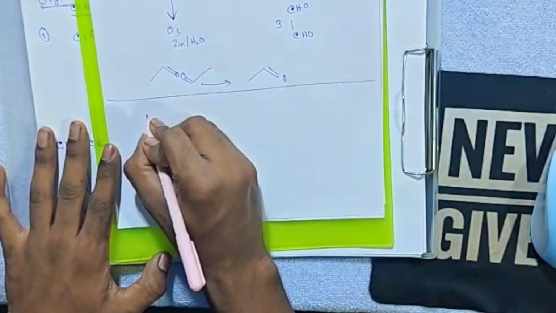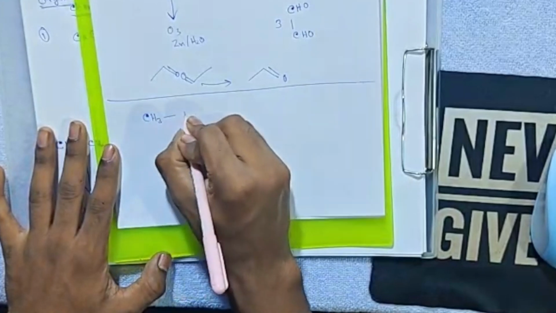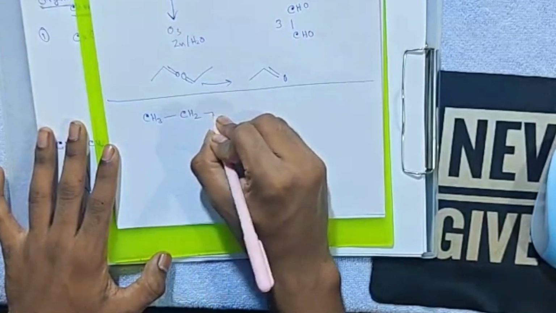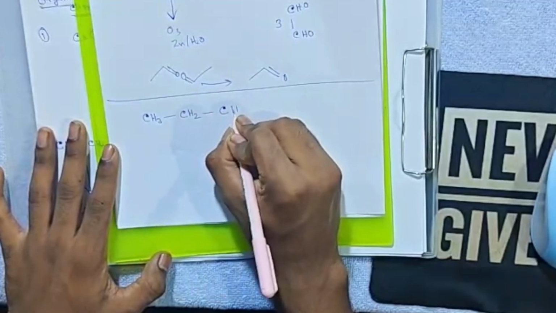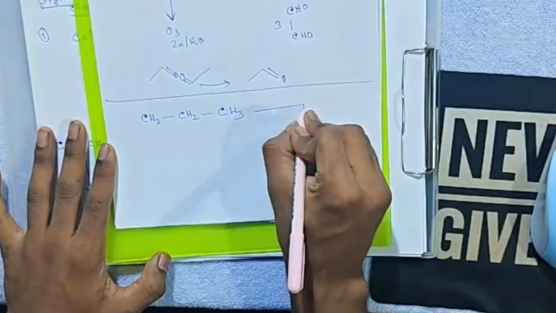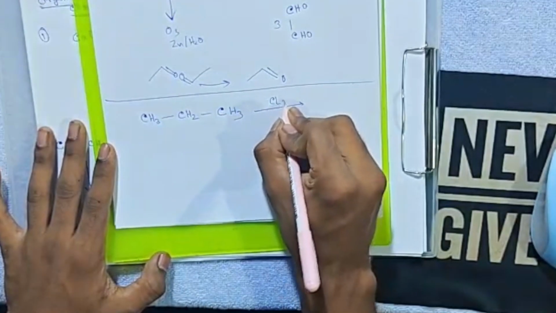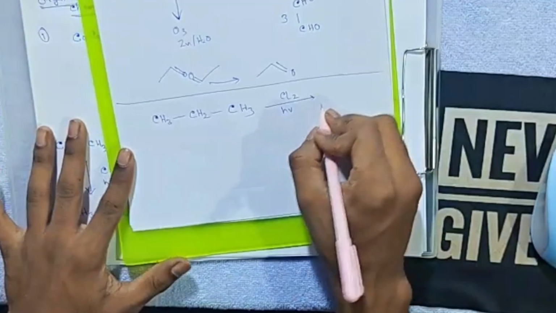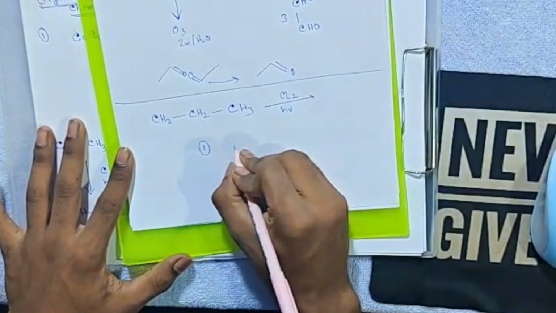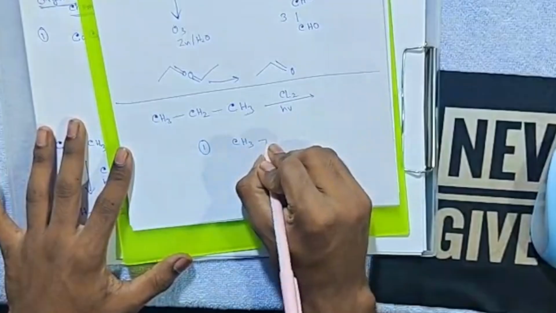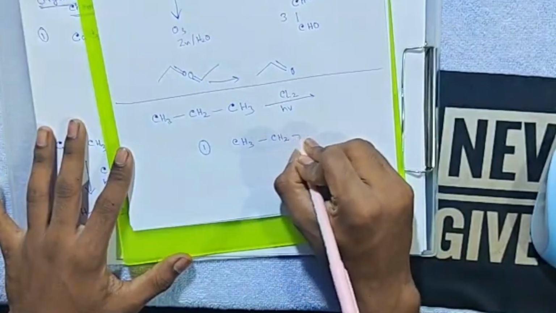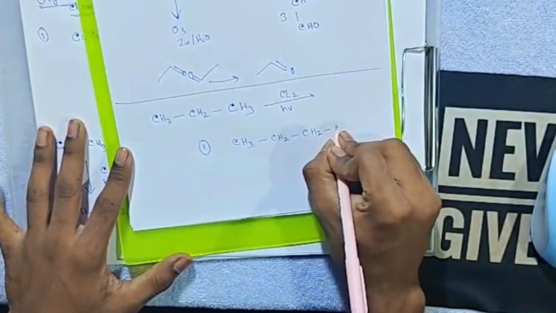For example, if there is CH3 CH2 CH3, this product is there. Now if you are giving Cl2 and H nu (light), how many types of product will form? First product: CH3 CH2 CH2 Cl.